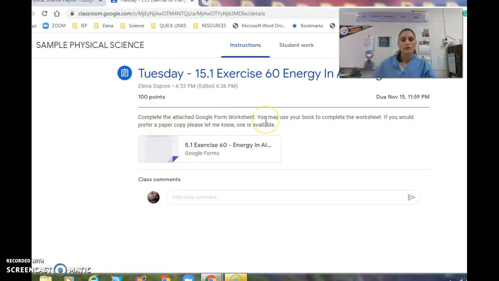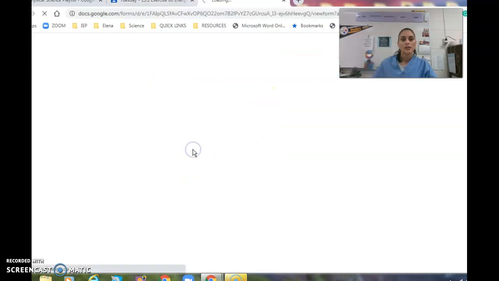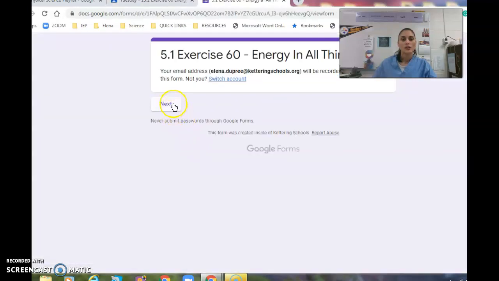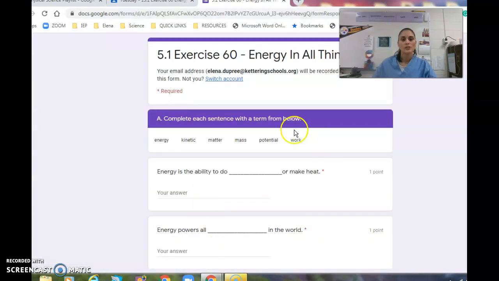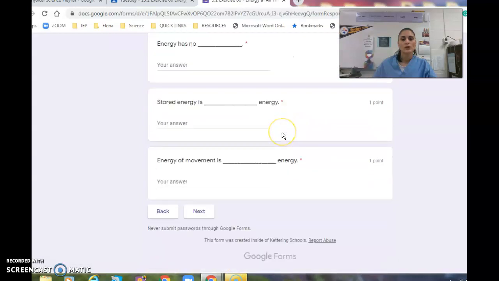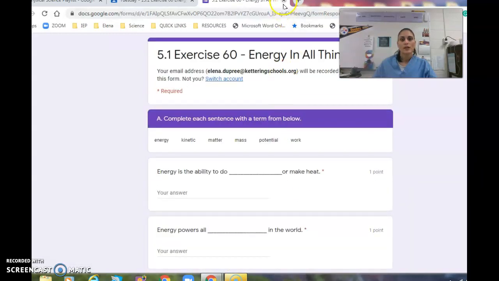Complete the attached Google form worksheet. You may use your book to complete the worksheet. If you would prefer a paper copy, please let me know. One is available. Click the link, and it opens up right into your Google form.